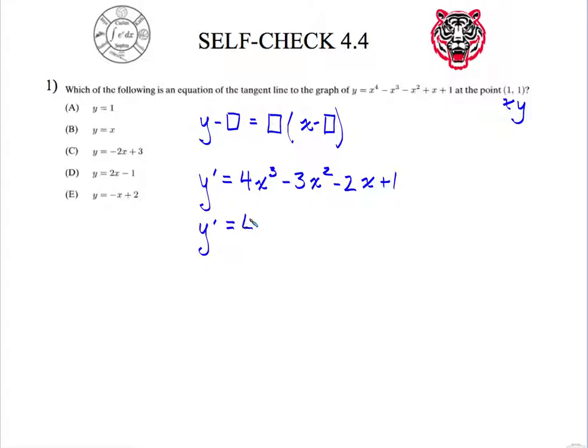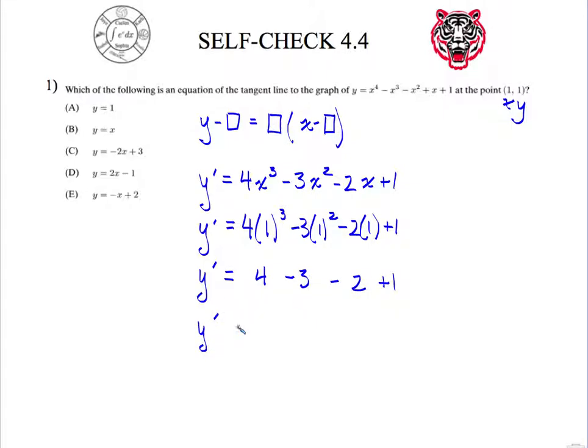So slope at that point is going to be 4 times, and all of these are going to be 1. 1 cubed minus 3 times 1 squared minus 2 times 1 plus 1. Therefore, this is going to be 4 minus 3 minus 2 plus 1. Therefore, y prime, the slope is 0. All right, so plugging into this equation, it's going to be y minus 1 is equal to 0 times x minus 1. Y minus 1 is equal to 0. Therefore, y is equal to 1. Correct answer is A. That's how I got to this one.